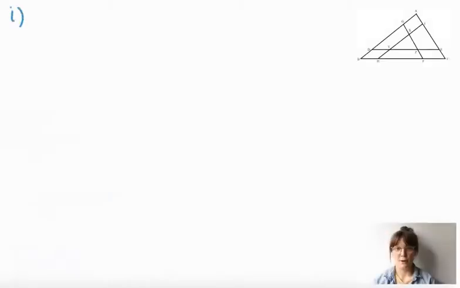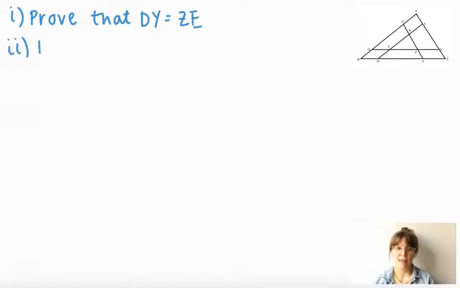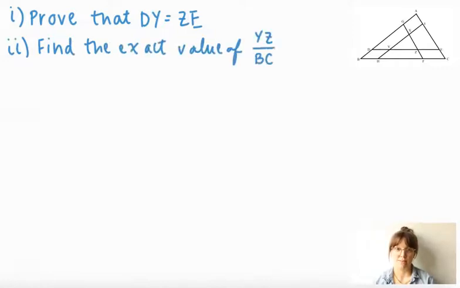Today I'm going to be going over question 16b, part 1 and 2 from the 2018 HSC Extension 2 Maths exam. Alright, let's get started. So in this question we have two parts. Part 1 asks us to prove that length DY is equal to length ZE, and in part 2 we're asked to find the exact value of the ratio YZ on BC.